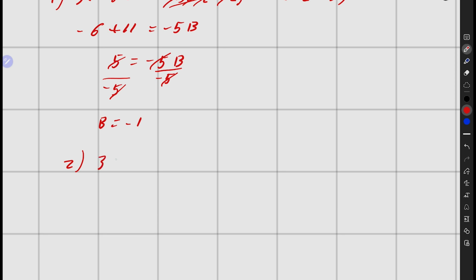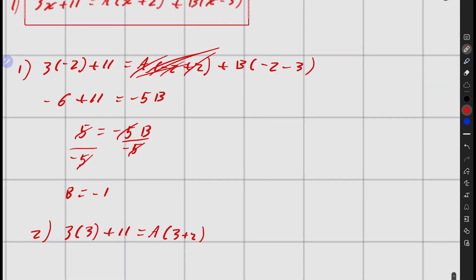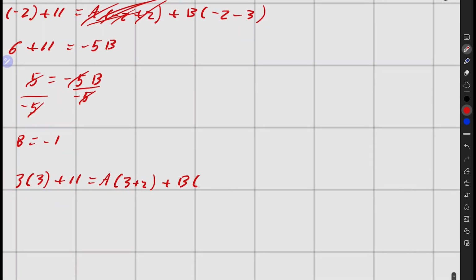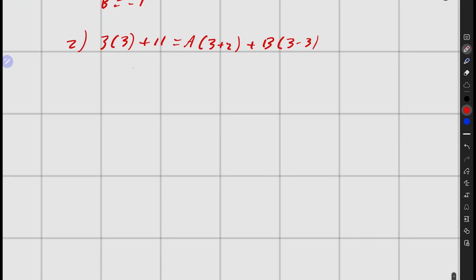So our next x value was 3. Substitute that in: 3 times 3 plus 11 equals a multiplied by 3 plus 2, plus b multiplied by 3 minus 3. So we're going to get 9 plus 11, we're going to get 20 equals 5a. 3 plus 2 is 5, multiplied by a is 5a. And for b, 3 minus 3 is 0, b goes to 0. So it'll be plus 0, don't write that in, there's no need.